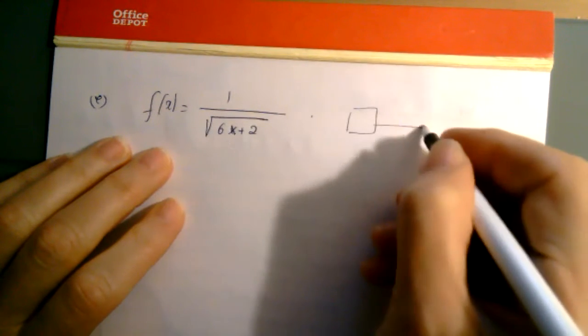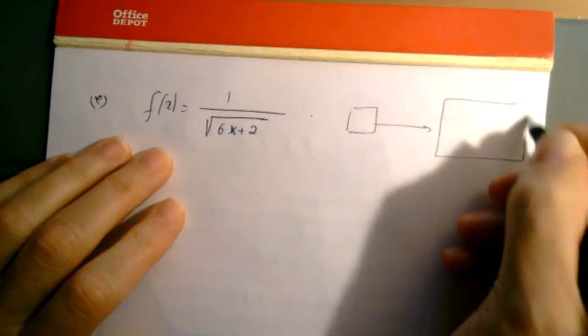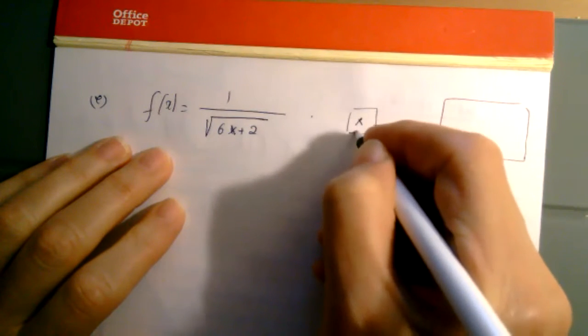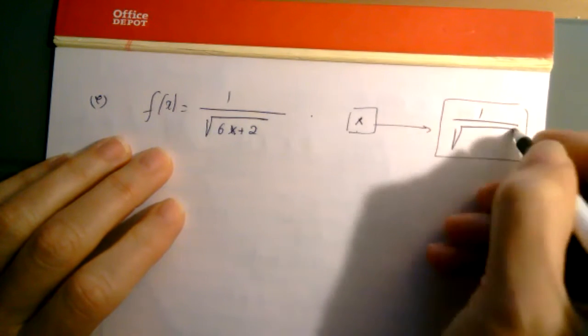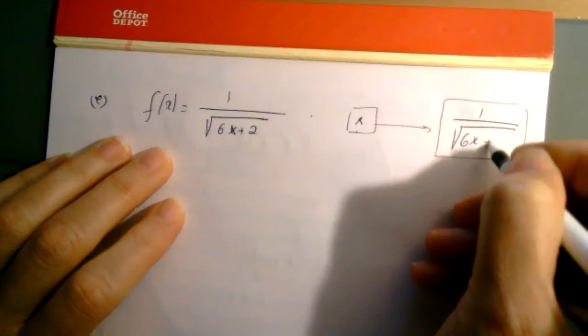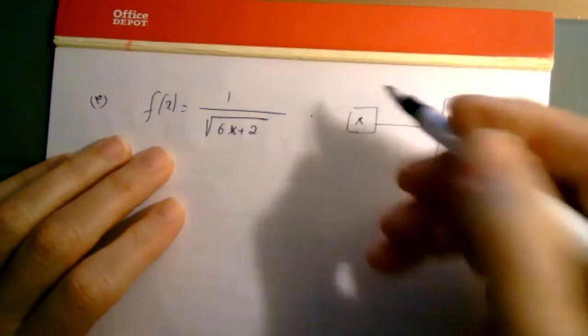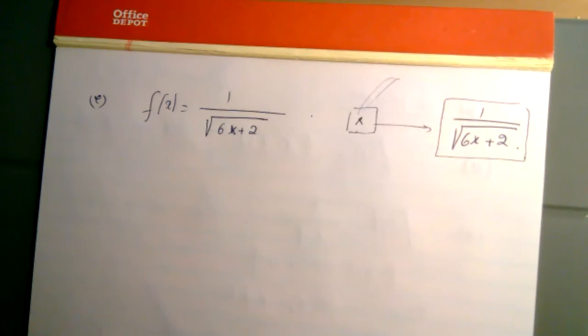Again, that's the function. You have to think of the rule. This is a rule. It takes the input to 1 over the square root of 6 times the input plus 2. And my question: can I put anything here, or will some values spit out nonsense?